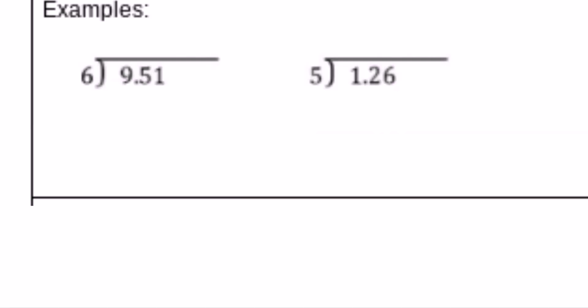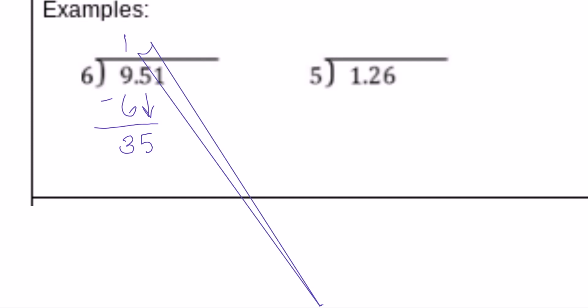So these are the two examples on the bottom of the top left box. It says 9.51 divided by 6. So you're going to divide just like you would if it were whole numbers, but then whenever you cross over the decimal, you have to bring it straight up into your answer. So 6 can go into 9 one time, and then you'll just subtract 6, which gets you 3, carry down the 5, and now you have 35. And 6 can go into 35 5 times.